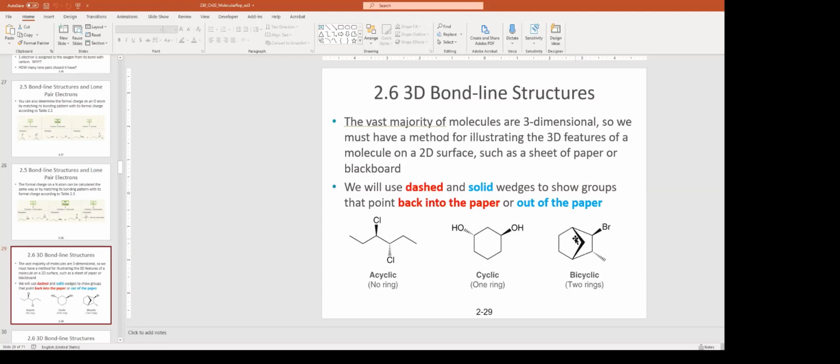So that carbon is out of the screen. It's in front of the screen is what it's understood as being. It's coming out at me. The bromine is also coming out at me. And this carbon right here, remember, if there's nothing at the end of it, it must be a CH3. It has to be a carbon. It's going away.